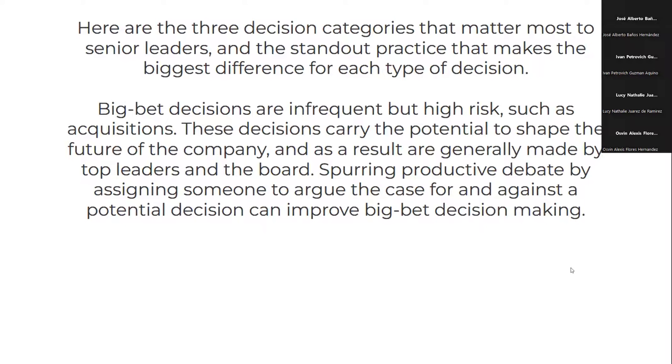Here are the three decision categories that matter most to senior leaders and the standout practice that makes the biggest difference for each type of decision. Big bet decisions are infrequent but high risk, such as acquisitions. These decisions carry the potential to shape the future of the company, and as a result are generally made by top leaders and the board. Spurring productive debate by assigning someone to argue the cause for and against a potential decision can improve big bet decision making.